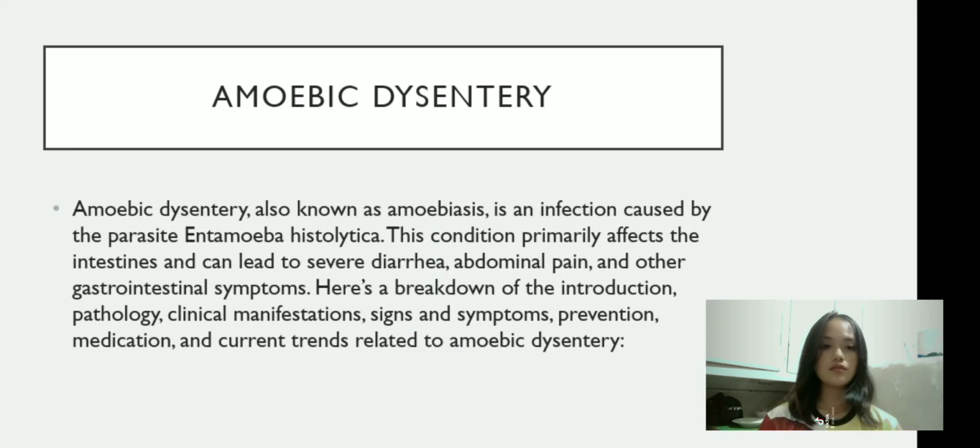Amoebic dysentery, also known as amoebiasis, is an infection caused by the parasite Entamoeba histolytica, which is a protozoa. This condition primarily affects the intestines and can lead to severe diarrhea, abdominal pain, and other gastrointestinal symptoms. Here's a breakdown of the introduction, pathology or the point of entry, clinical manifestations, signs and symptoms, prevention, medication, and current trends related to amoebic dysentery.